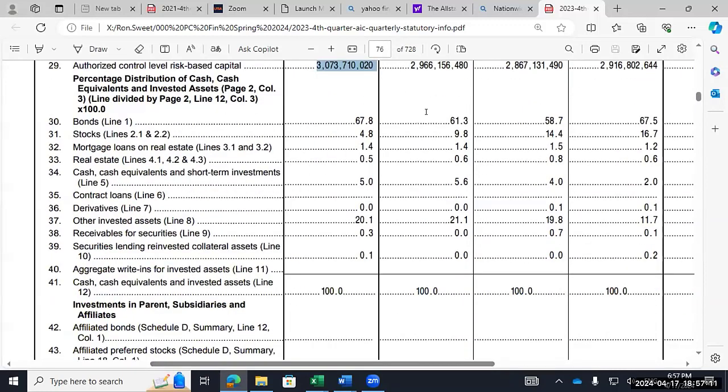Here's their assets. Big jump in bonds for some reason. Big drop in stocks. The drop in stocks is probably not the stock market crashing, because it didn't crash, but it's probably something going on with the subsidiary. But you'd have to look that up. Look at their other invested assets. It's a huge number. Really huge number.